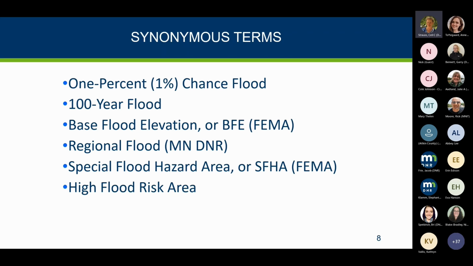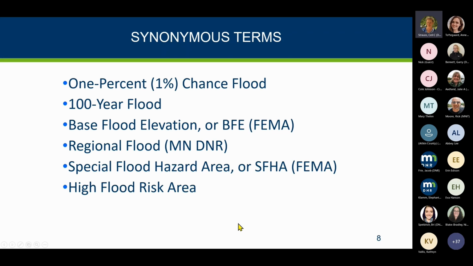And some other terms that FEMA uses, they call that the base flood elevation, or BFE. In our state law, it's referred to as the regional flood. And for insurance and lenders, they often call it the special flood hazard area. So that's SFHA, or the special flood hazard area, is going to be that zone A or AE area on the FEMA maps. And in general, I'll just call it the high flood risk area a lot of the time.